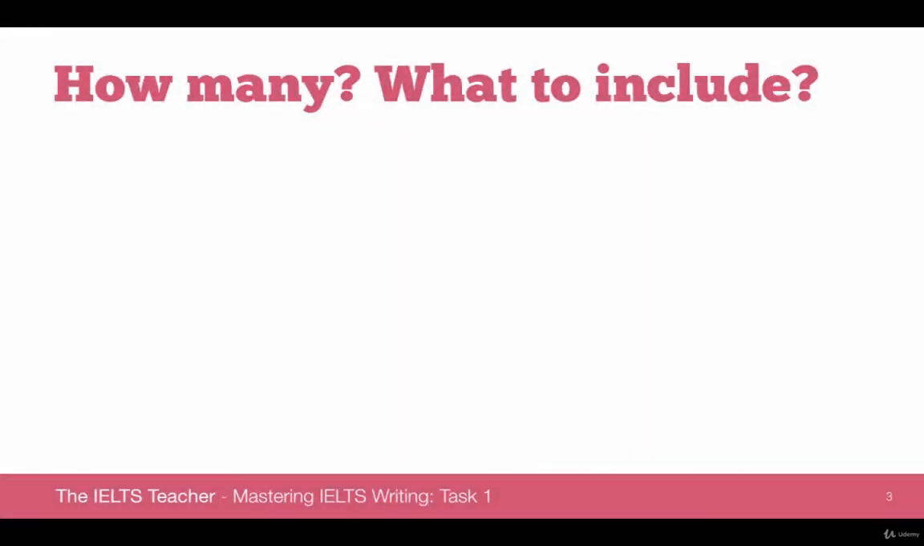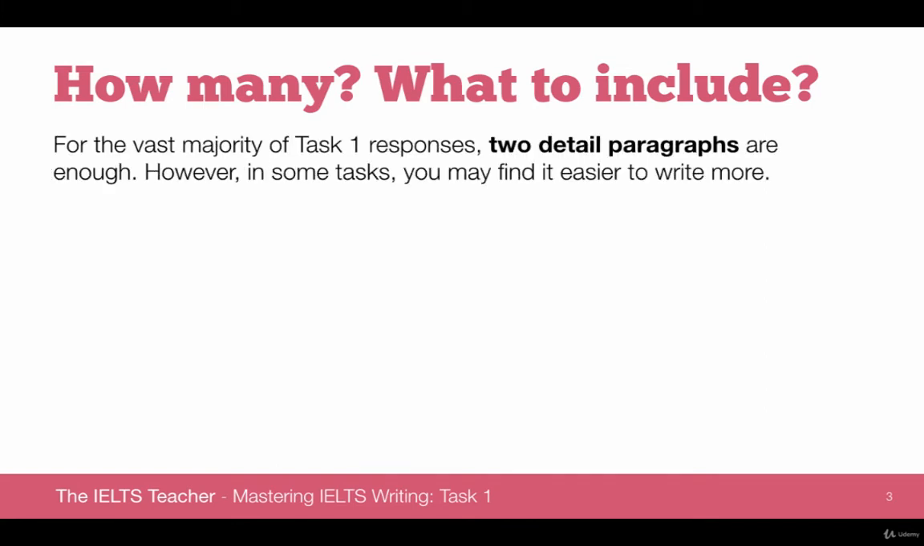But how many detail paragraphs should there be, and what should these paragraphs include? Well, for the vast majority of Task 1 tasks, 2 detail paragraphs are enough. There are 1 or 2 tasks out there where you may want to write more. It may feel easier to write more. There's no strict regulation that you only have to write 2 detail paragraphs, but it's a case of 2 being the right number to keep things short and sweet, but also to enable you to cover enough detail.